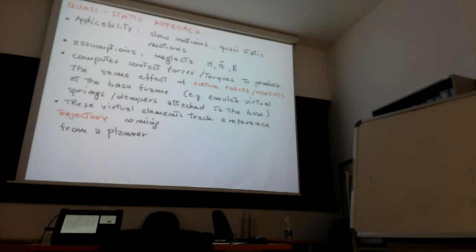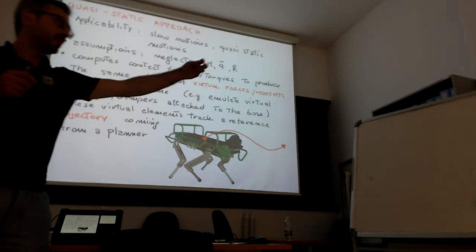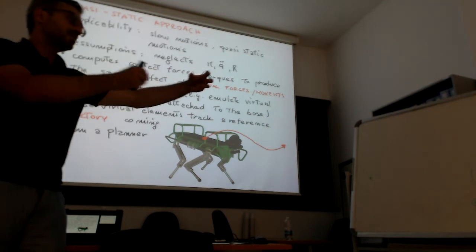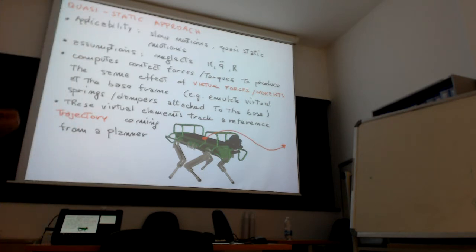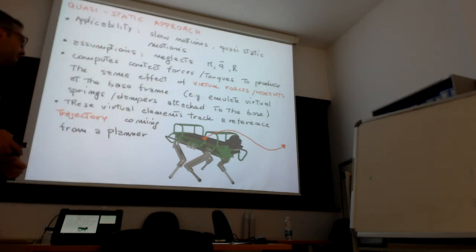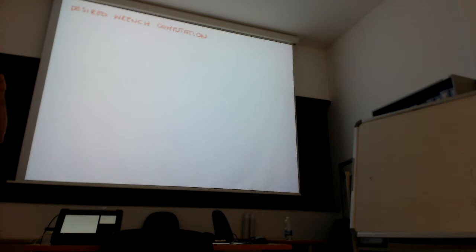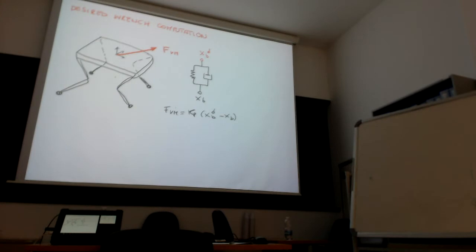These virtual elements that we attach to the base track a trajectory that is coming from the planner. Think about the donkey following the carrot: this spring attracts the robot base and makes it move. The stronger the spring, the stronger the attraction, and the better the reaction in tracking the trajectory.